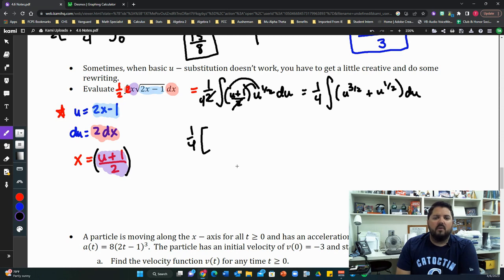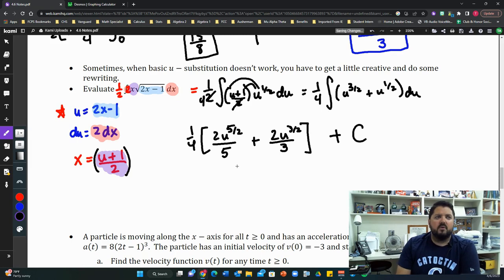So I'm going to get 1/4 times u to the 3/2. That antiderivative, we add 1, we would get u to the 5/2, divided by 5/2, which is like multiplying by its reciprocal, 2/5. Plus u to the 1/2, add 1, new power becomes u to the 3/2, divided by 3/2, which is like multiplying by its reciprocal, 2/3. Going to tack the plus c on there at the end.